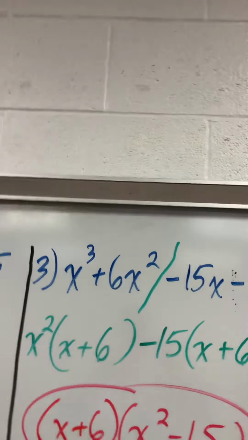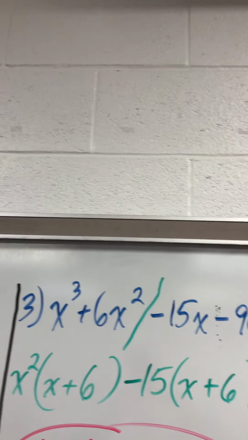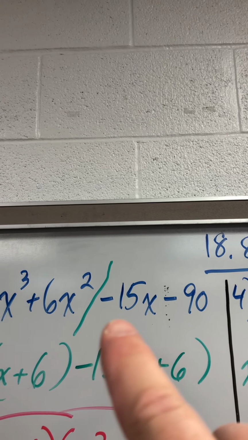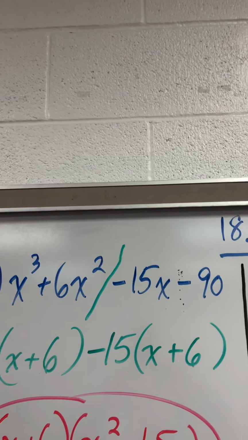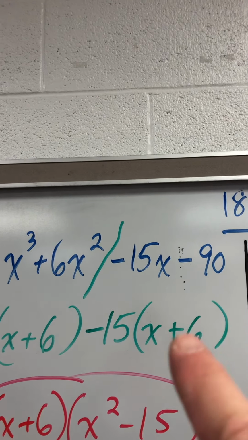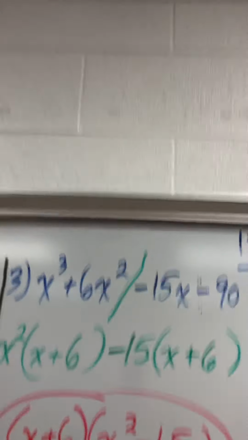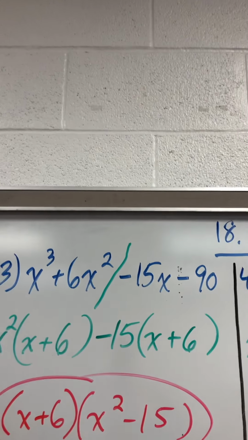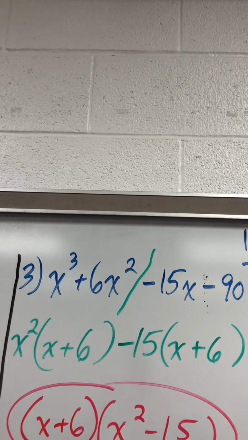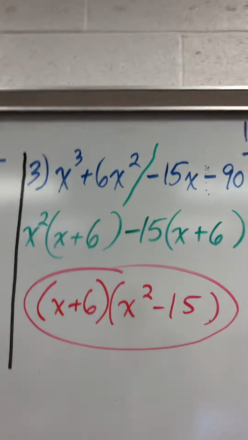Once again, x^2 is common to both terms here. You're left with x + 6. Here I'm going to pull out a negative. If you have a minus, pull the minus out because you'll see that turns this into a plus. This minus becomes a plus, making these two terms the same, right? Taking out 15 leaves me with the x + 6, okay? x + 6 is common. You're left with x^2 - 15.